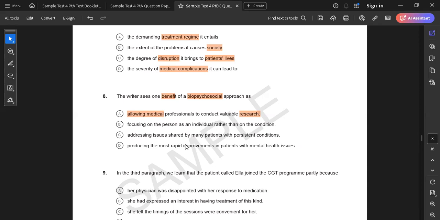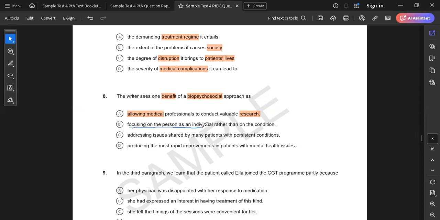Okay, now what are your keywords from the second option, option B? Focusing on the person as an individual. So your focus is focusing on a person as an individual rather than on the condition. You focus more on the first part of the question, not on the second part of the question, this part. Because the second part might be a trap, like you see a condition and you feel like condition is the right answer.